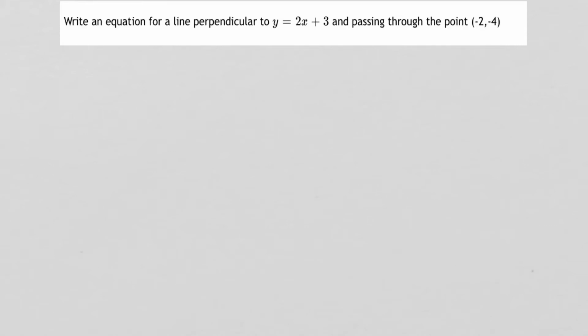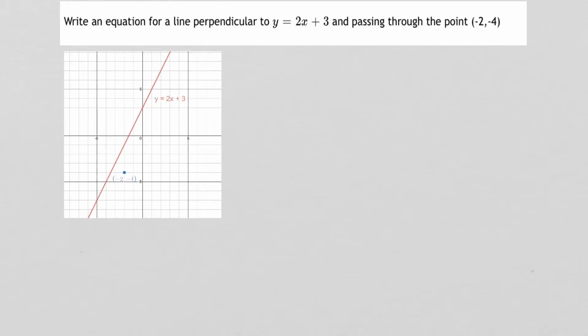We are going to write an equation for a line perpendicular to the line y = 2x + 3 and passing through the point (-2, -4). Now, I find that students often have trouble with this type of problem. There's a lot going on. So let's take a look at a picture first before we actually get into the algebra work.